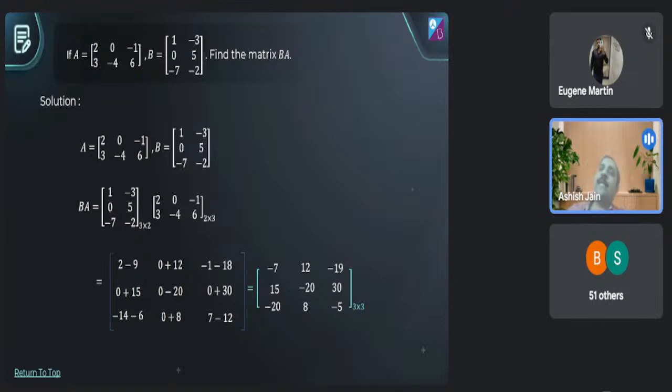So in this way, for any position element, I can find the value. The thing is, you have to multiply row elements of the first matrix with the column elements of the second matrix, the corresponding elements, and add them both. Clear hai? Yes or no? Yes, sir.